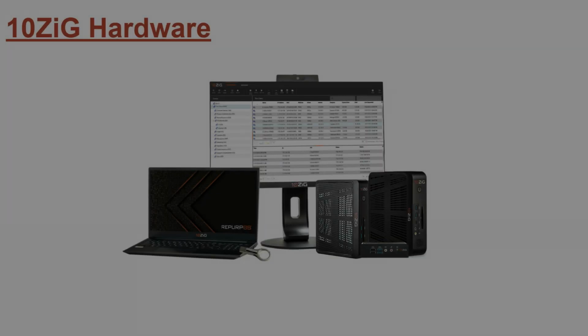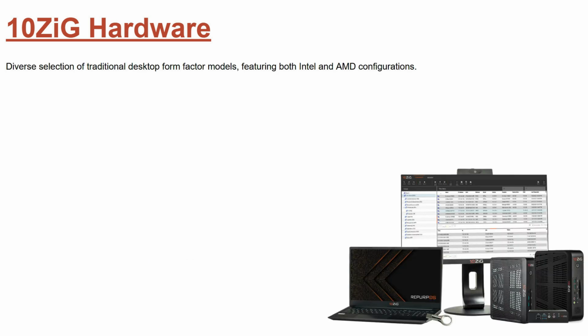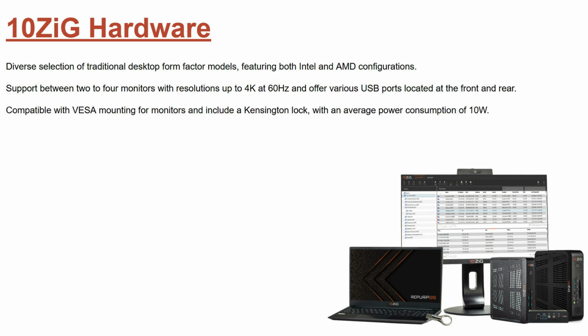Now, let's take a brief look at the Tenzig hardware range. We provide a diverse selection of traditional desktop form factor models, featuring both Intel and AMD configurations. These systems can support between 2 to 4 monitors with resolutions up to 4K at 60 Hz, and they offer various USB ports located at the front and rear. The units are compatible with VESA mounting for monitors and include a Kensington lock with an average power consumption of only 10 watts.